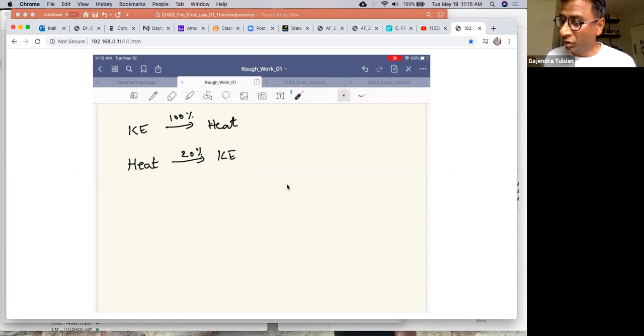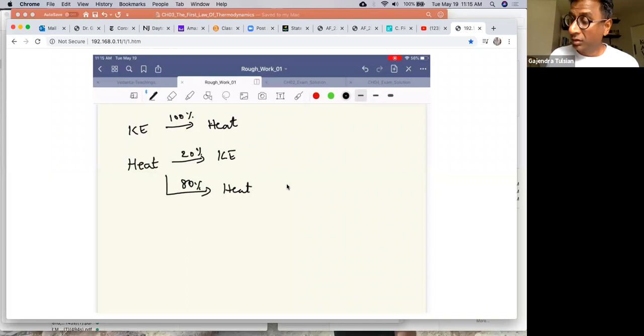In no process can you convert 100% of heat to kinetic energy. Your car converts only about 20% of heat to kinetic energy. And what happens to the other 80%? It remains as heat.